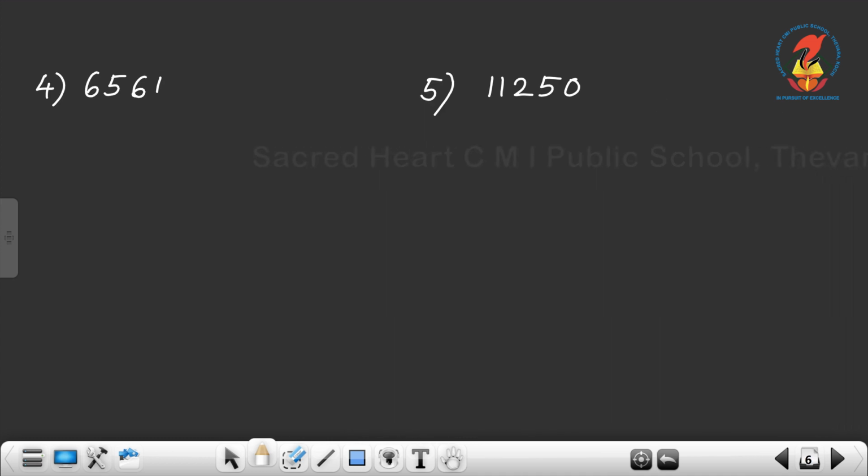Now, next one, 6561. Using which number can we start the division? You can apply the divisibility test. We cannot start with a 2. Then can we start with 3? Look at that, 1 plus 6, 7, 7 plus 5, 12, 12 plus 6 equal to 18. So, we can start with the 3.